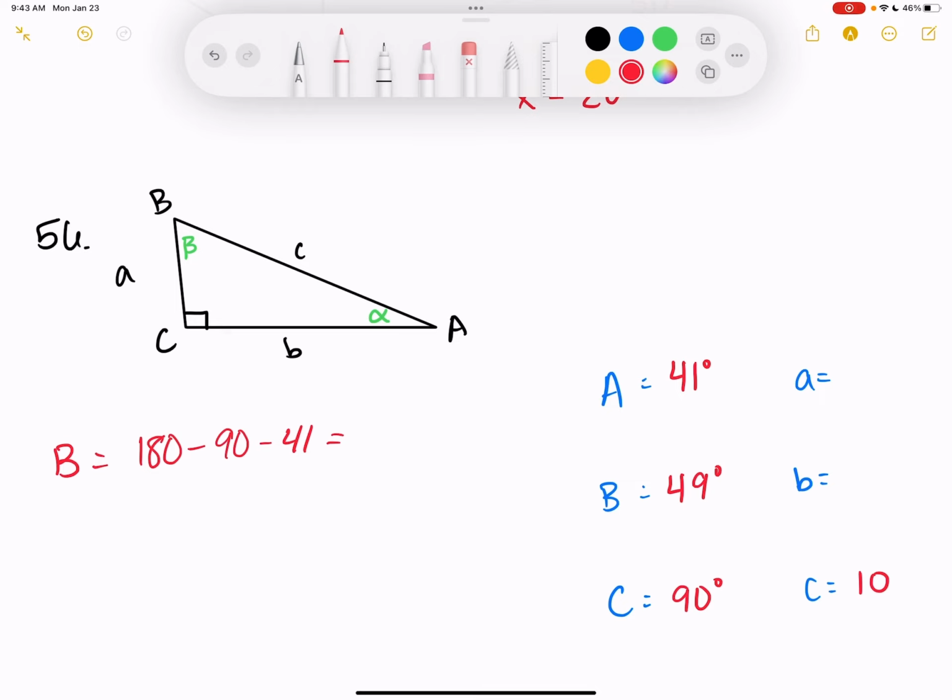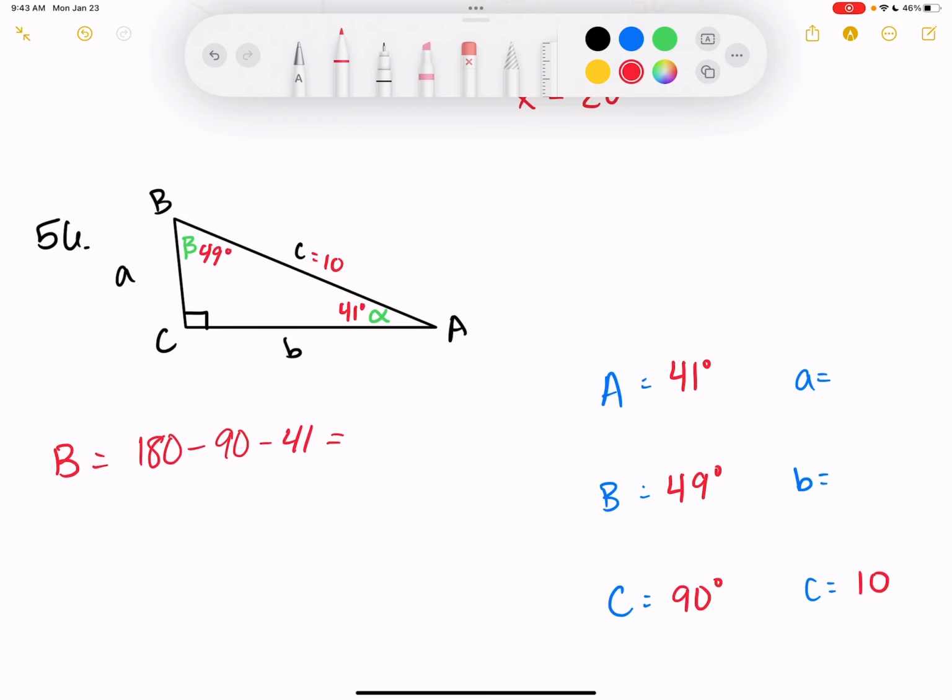Sometimes, as I fill in things over here, I'll actually put them on the triangle just so that I can see them. So if you're kind of a visual person like me and you want to do that, that's fine. So I need to find side A and side B. What trig function do you want me to use to find side A?